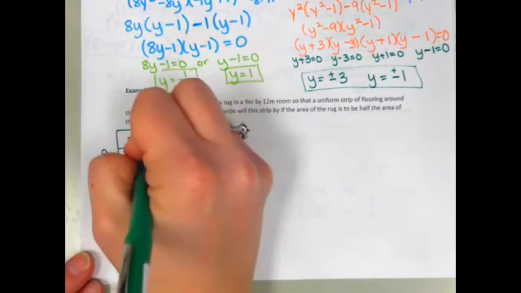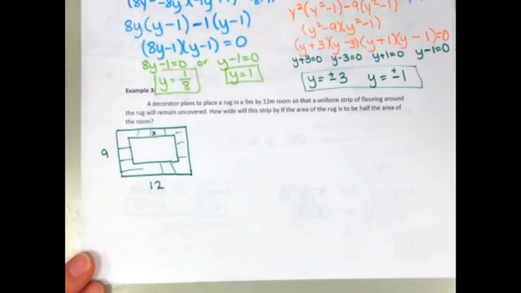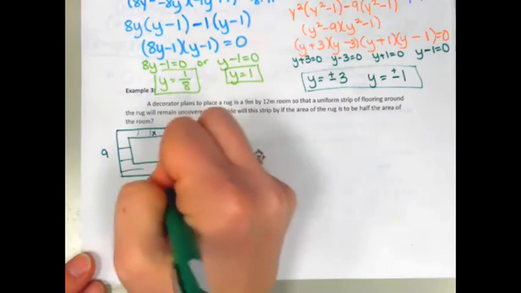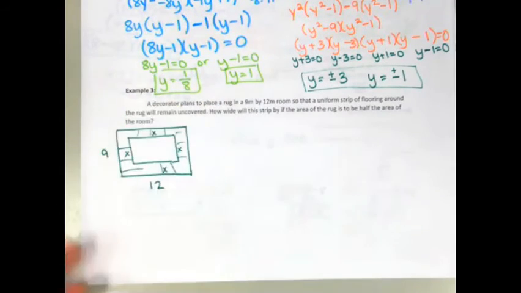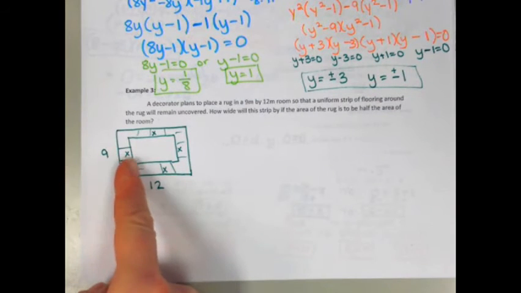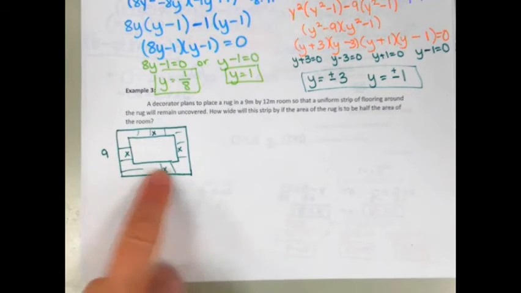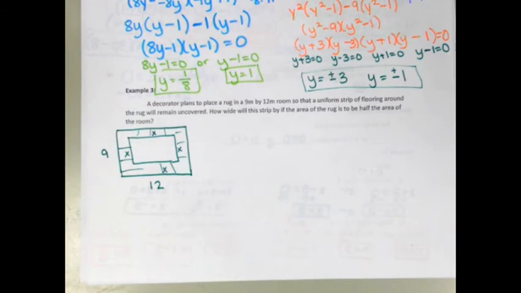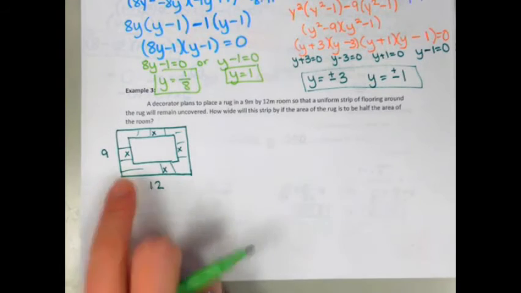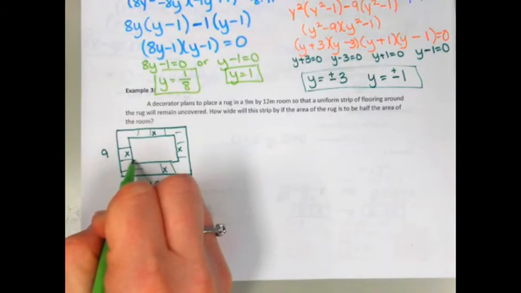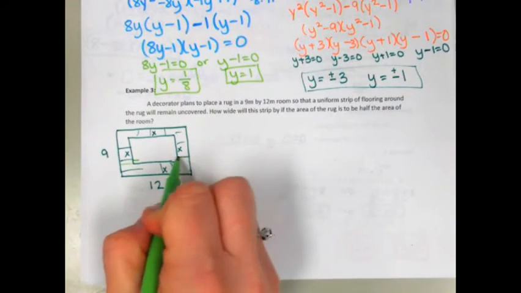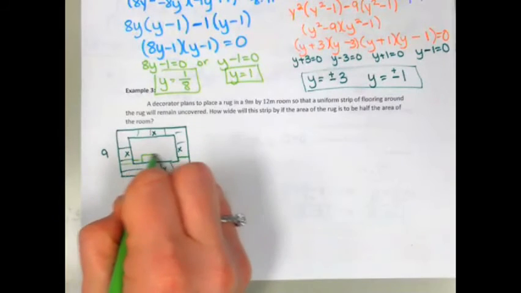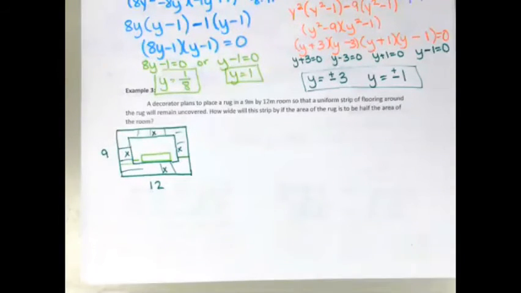Do we know how wide this flooring is around the rug? No. So can I go ahead and say we went X up to the top, X down to the bottom, X and X? Are you guys okay with that if I use X in that sense? That the space between the rug and the wall is X units. So if I know this length is 12, if I bring it in X units to the right and X units to the left, how long is my rug?